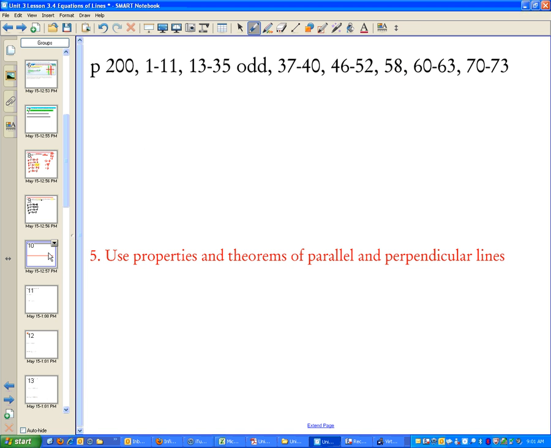All right, on page 200, do 1 through 11, which we've done, 13 through 35 odd, 37 through 40, 46 through 52, 58, 60 through 63, 70 through 73.